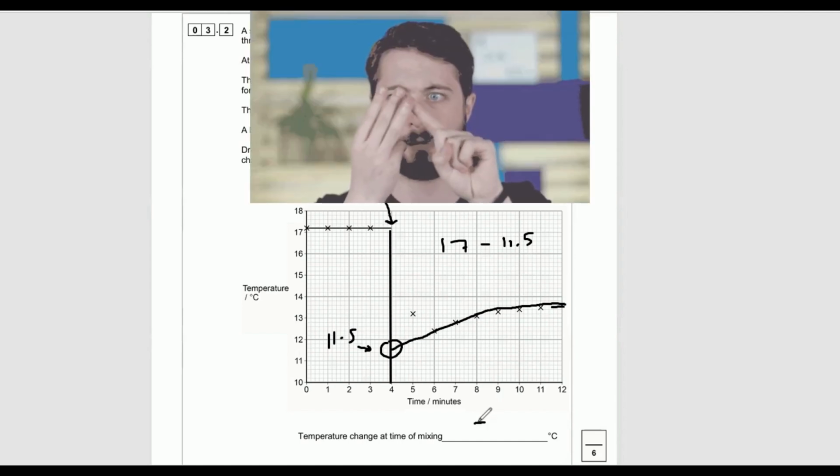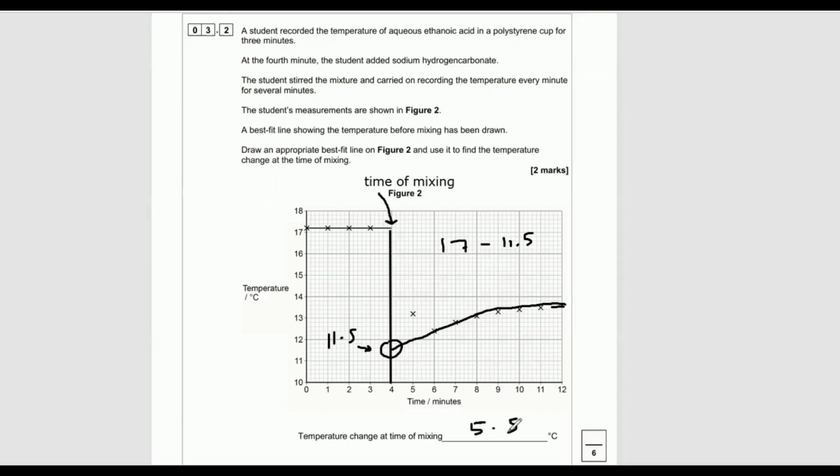What's the temperature change at the time of mixing? I think it's 5.5, but maybe my maths is terrible. So yeah, 5.5. And the examiner is going to mark that based on your graph and where you have extrapolated your lines. And these are your extrapolation lines, this line here and this line here. And they're going to check that. So all good.